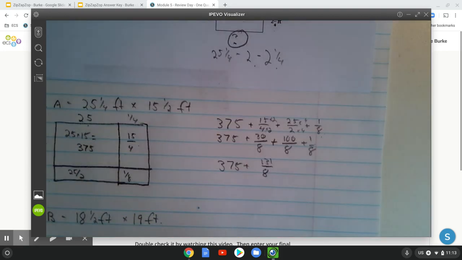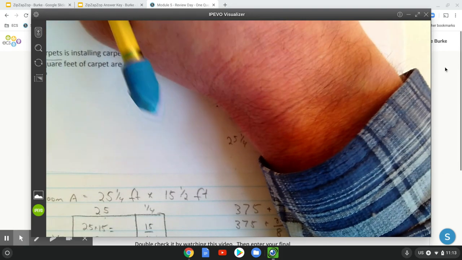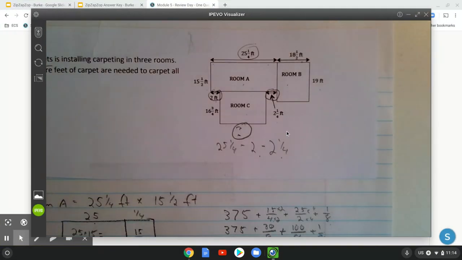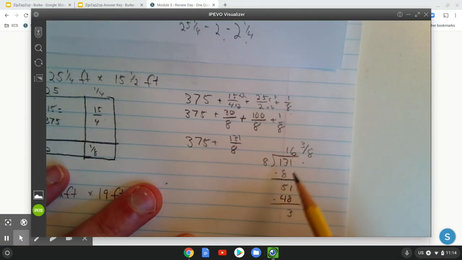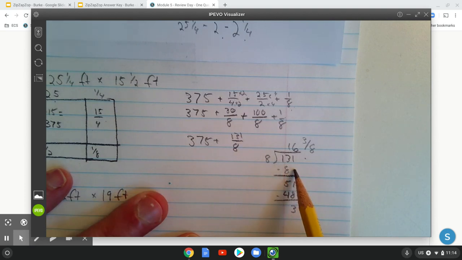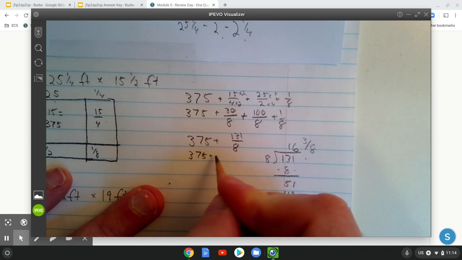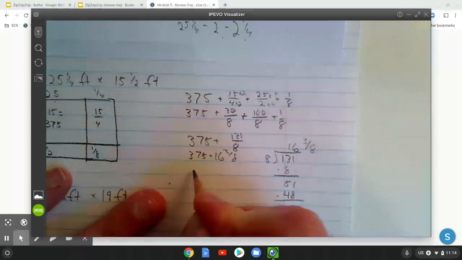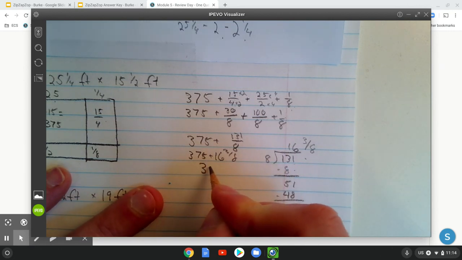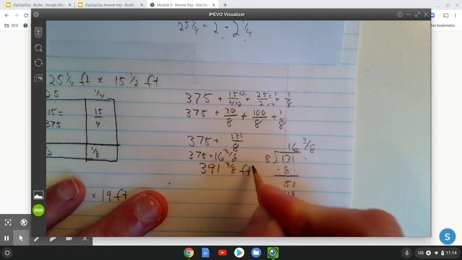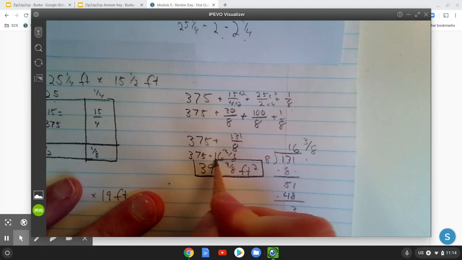What's going to be the easiest way to do that? Let me think about this for a second. I'm going to pause. I decided just to do a little division problem. I took 131 and divided it by 8, got 16 and 3/8. So now I'm adding 375 plus 16 and 3/8, and I get 391 and 3/8, and that would be square feet. Okay, so that's room A.